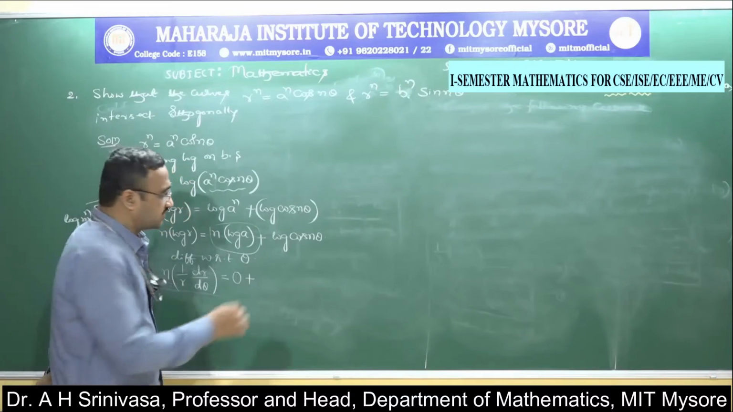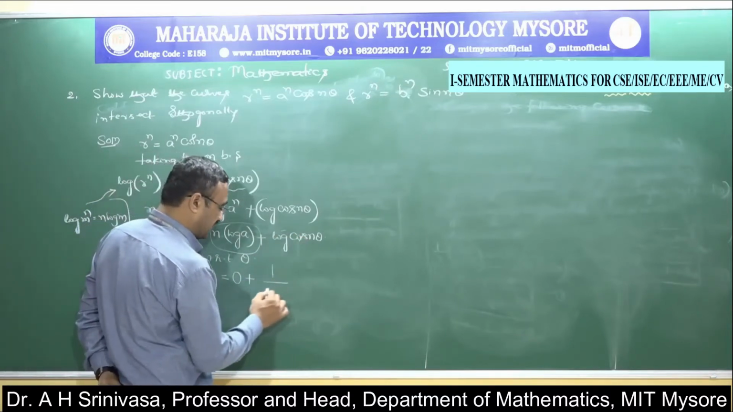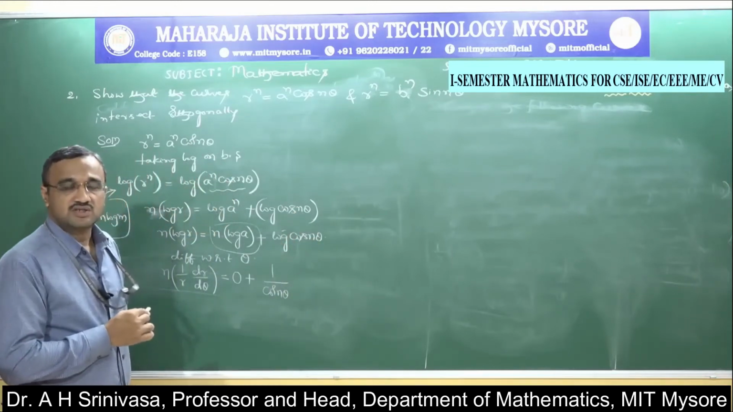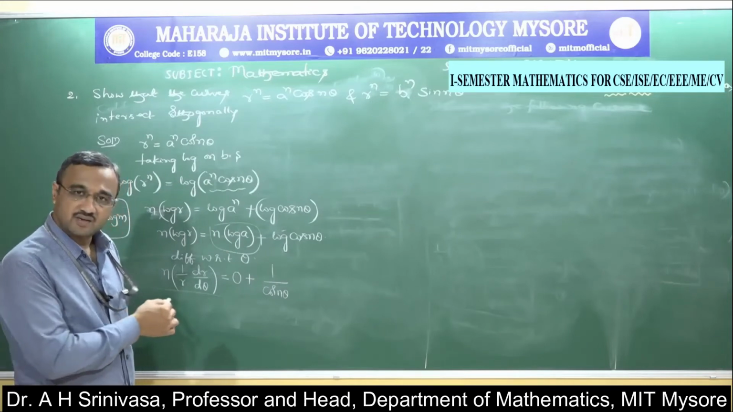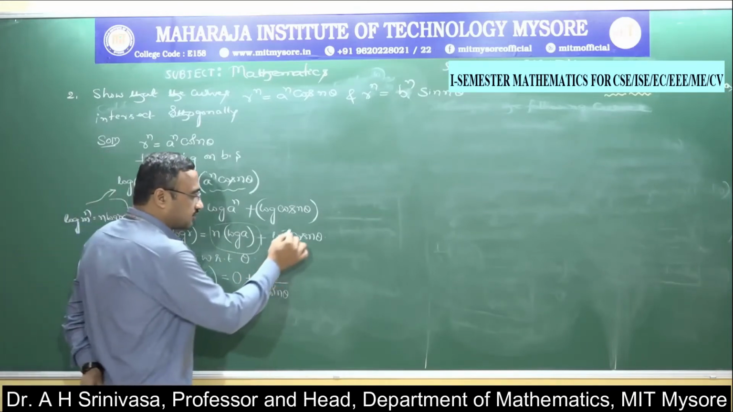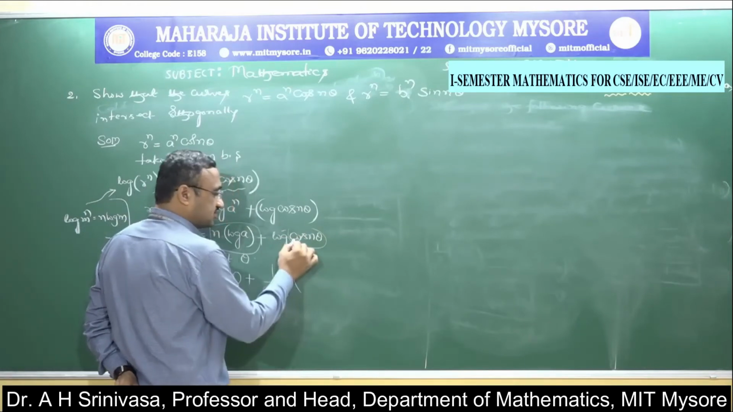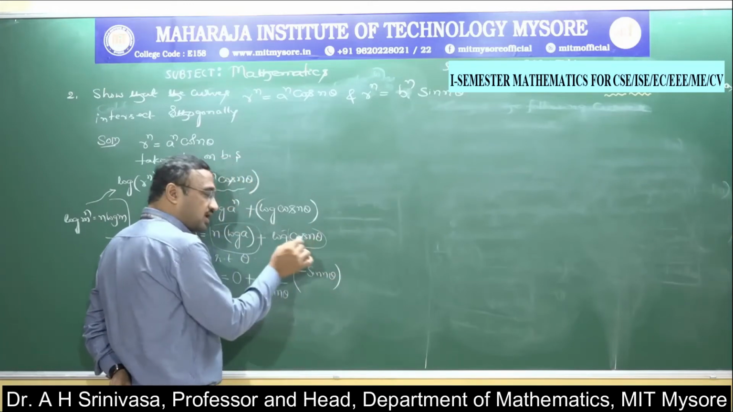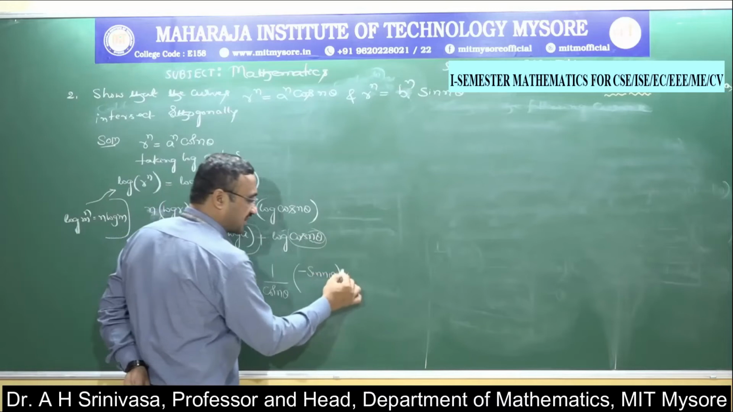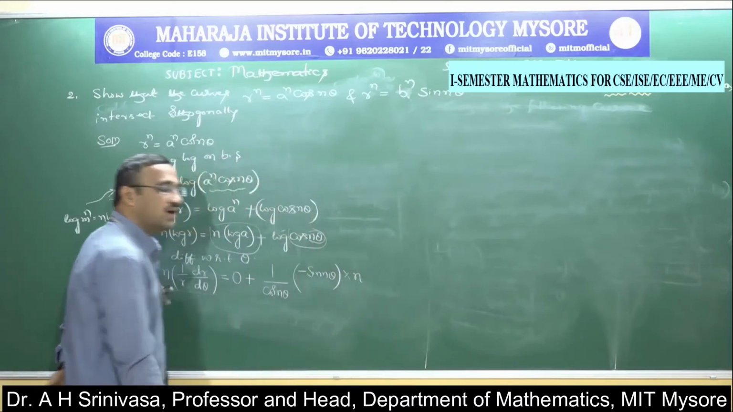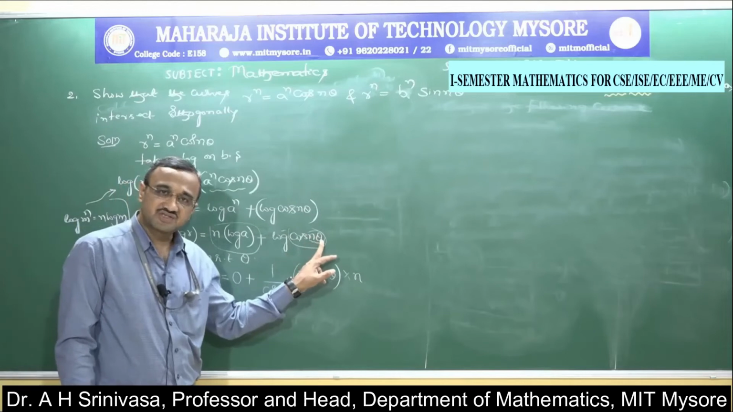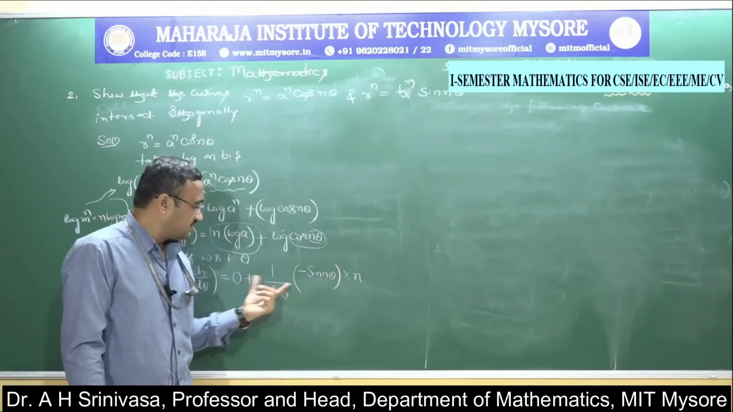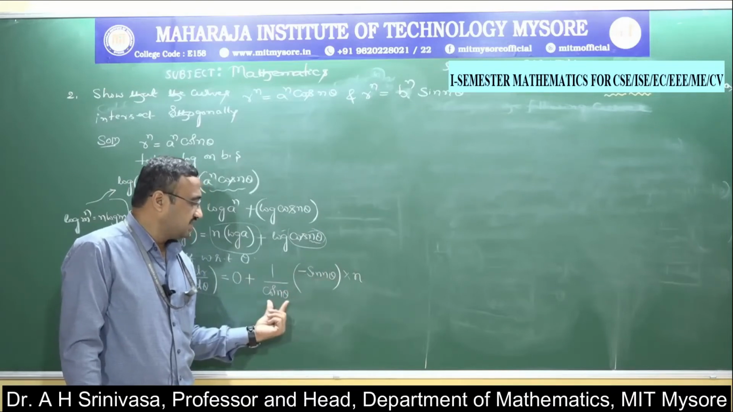Plus, what about the differentiation of this one? Log is as usual 1 by cos n theta. First I differentiate the function: the differentiation of log of a function is 1 by that function. Then I have to differentiate the angle. The differentiation of cos is minus sin n theta. Also, the differentiation of the angle becomes n into 1, since n is constant and the differentiation of theta with respect to theta is 1. Finally, we get minus sin n theta by cos n theta.